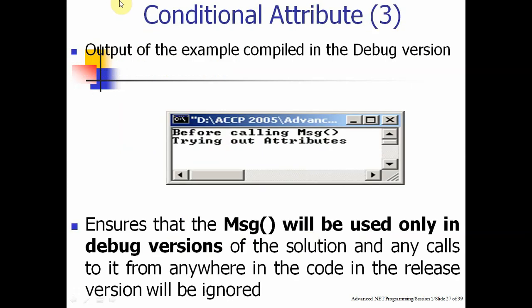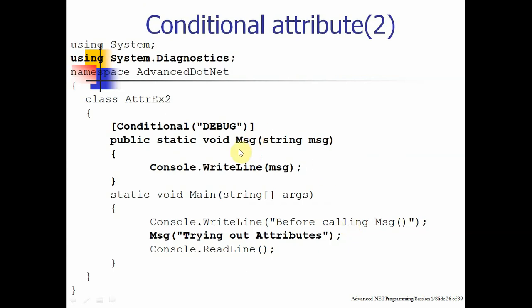So you can see the output of the example compiled in debug version. So this ensures that the message will be used only in the debug version of the solution, and any call to it from anywhere in the code in the release version will be ignored. अगर release version होगा, in case of release version, the first function, the MSG function, will be ignored. Only this part will be executed. ये वाली लाइन इग्नोर हो जाएगी.